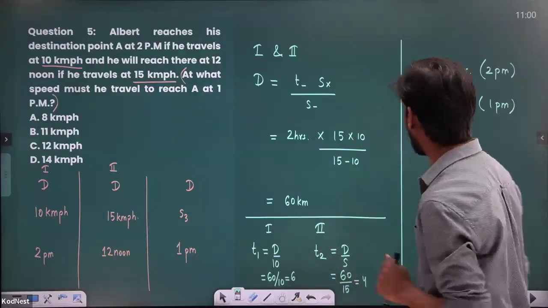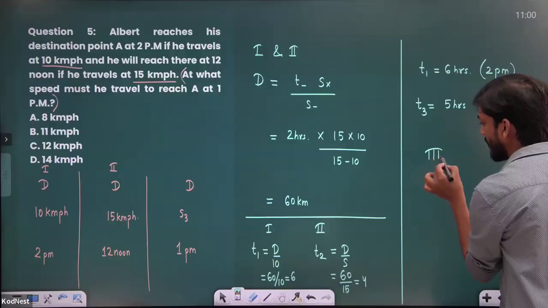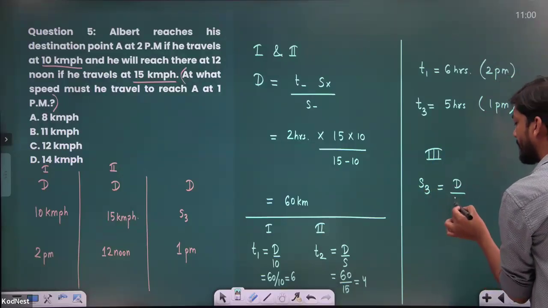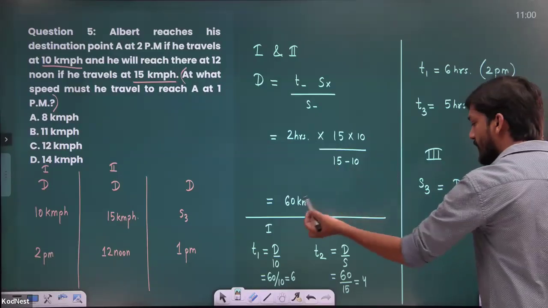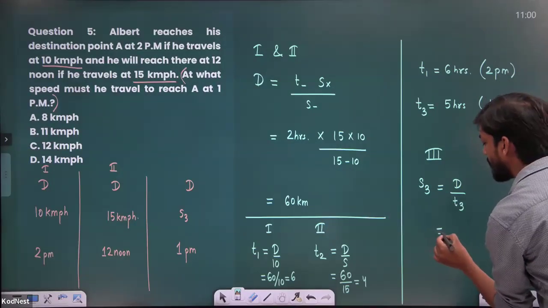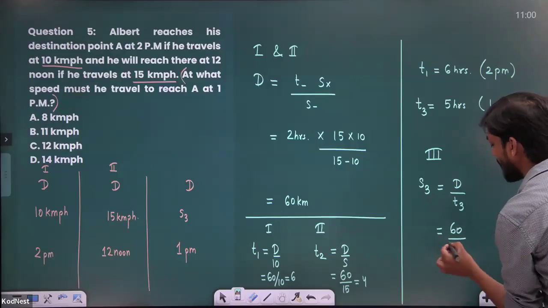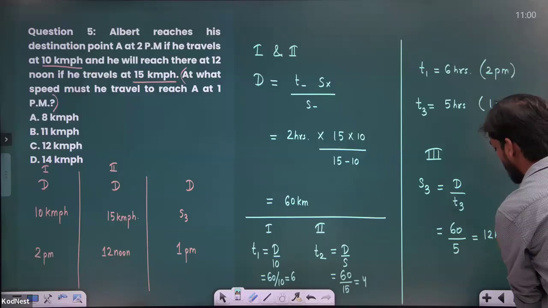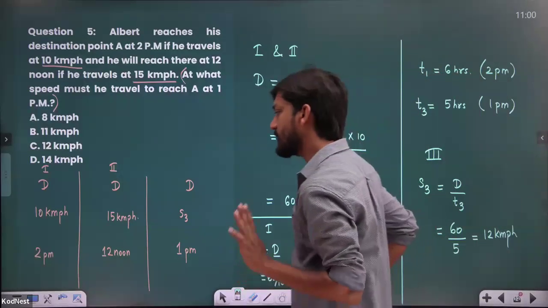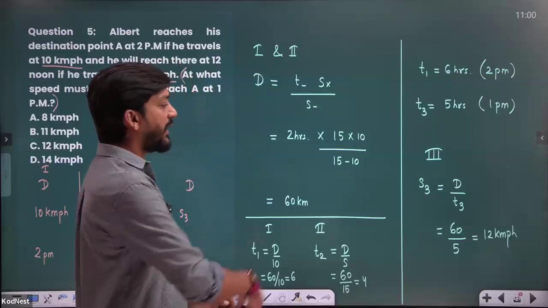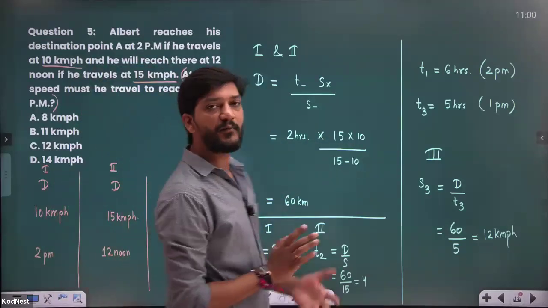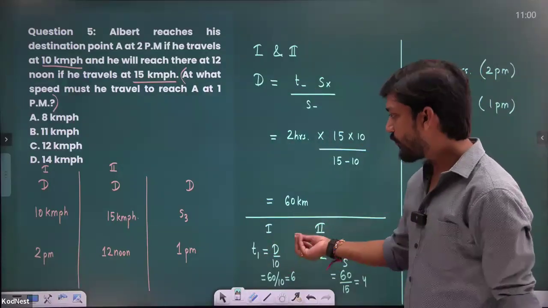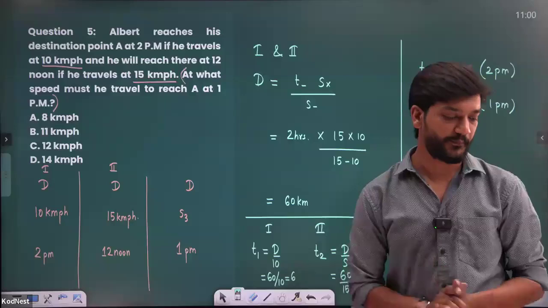No? Okay. So for the third situation, they are asking you the speed. My dear, speed equals distance upon time. I know the distance, 60. I know the time, 5. So distance upon time, 60 divided by 5, that means 12. So 12 kmph must be the speed of the person. If he travels at 12 kmph, he will reach at 1 p.m. at the destination. So carefully analyze which relation has been used here.